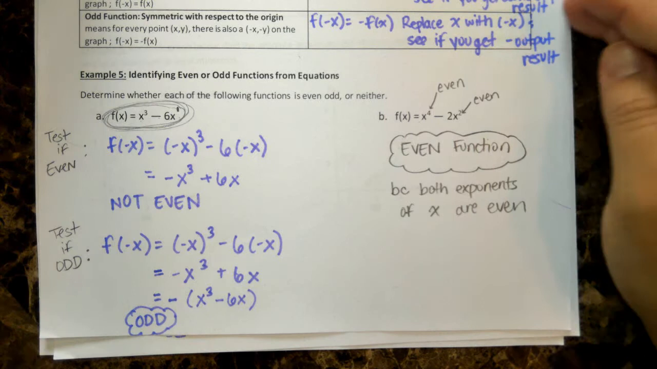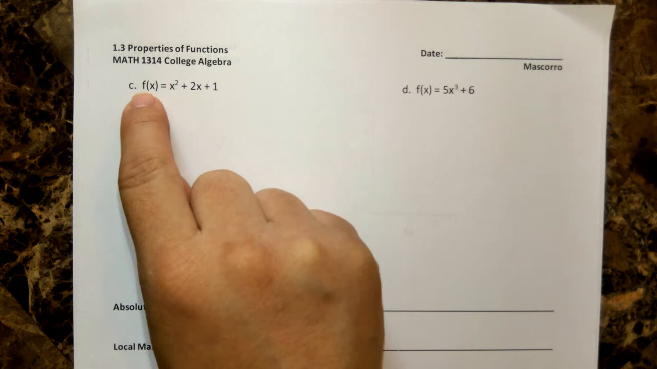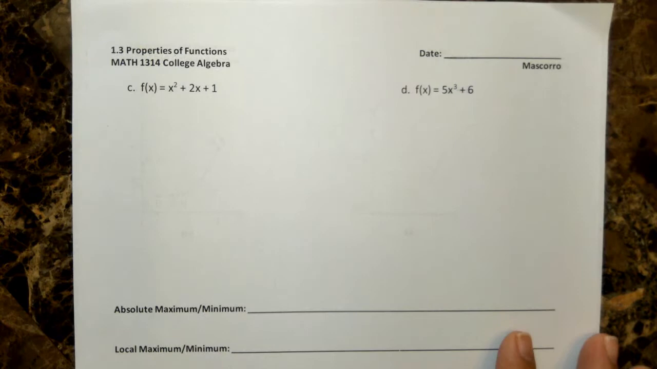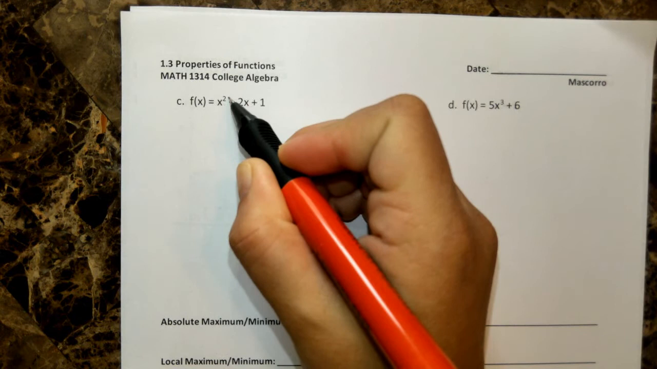Okay. All right. I'm going to do the same thing for these next two ones. They just get a little trickier. Part C, we have f of x equals x squared plus 2x plus 1. Again, you can graph it if you want to use a graph method. You can do the algebraic method, which we've done here. Or you can just look at the exponents of our x variable. We have x to the second power, so the exponent, 2, we know is even.